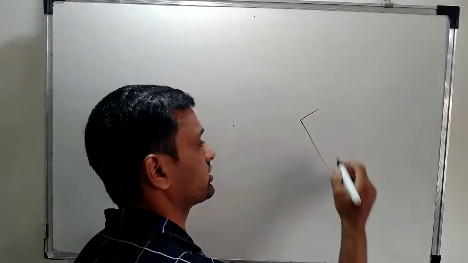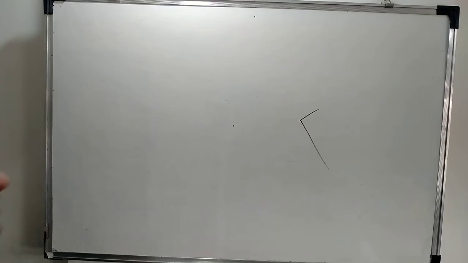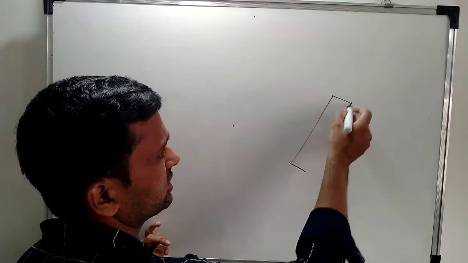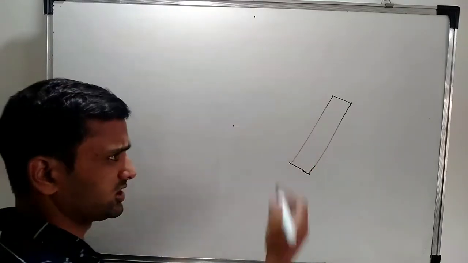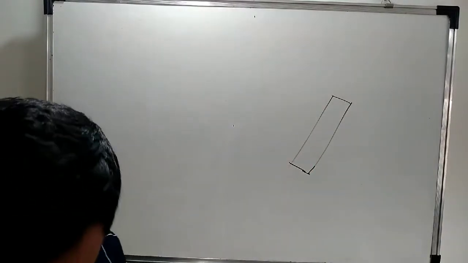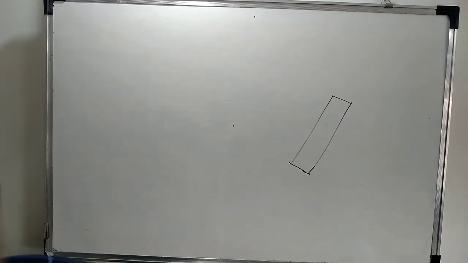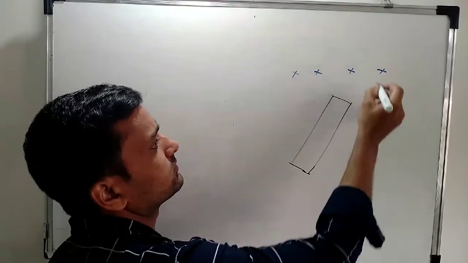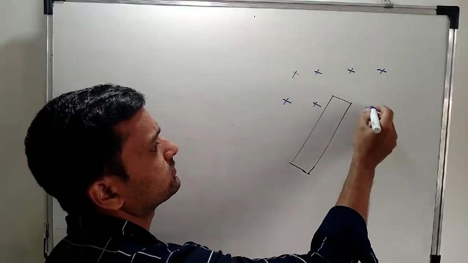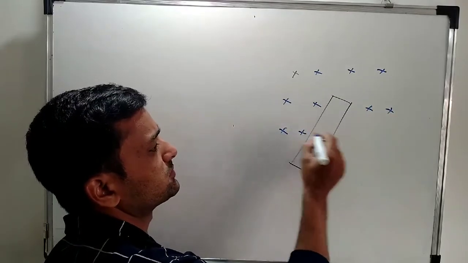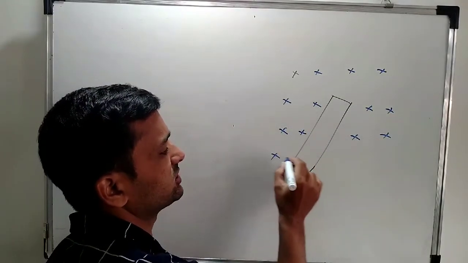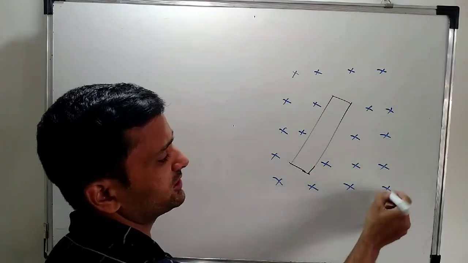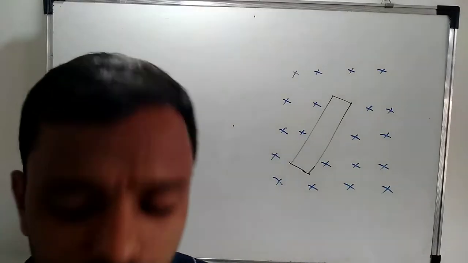If the motion of the conductor is rotational, what will happen? I'll consider one conductor, one length of the conductor. This is not a magnet, it is a conductor. Consider one conductor which is placed in a uniform magnetic field. These blue cross lines represent the magnetic field. So the conductor is placed in a uniform magnetic field.